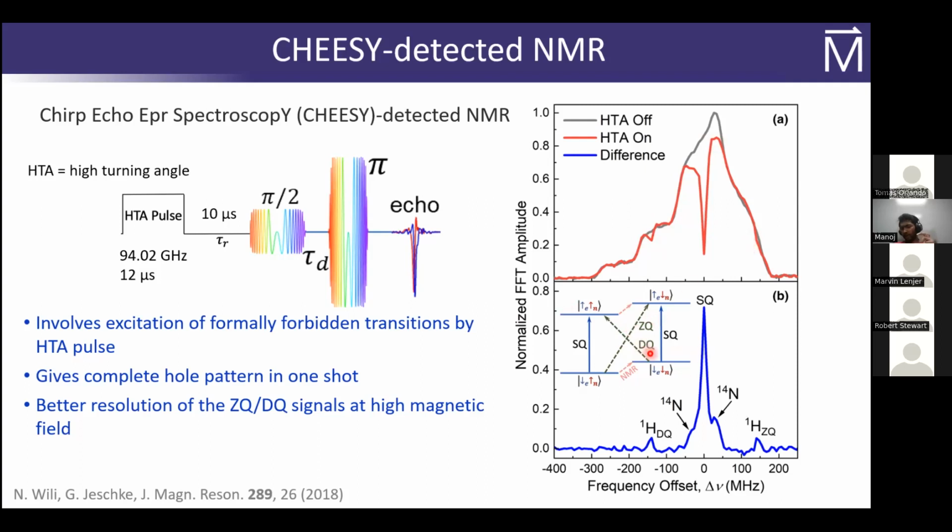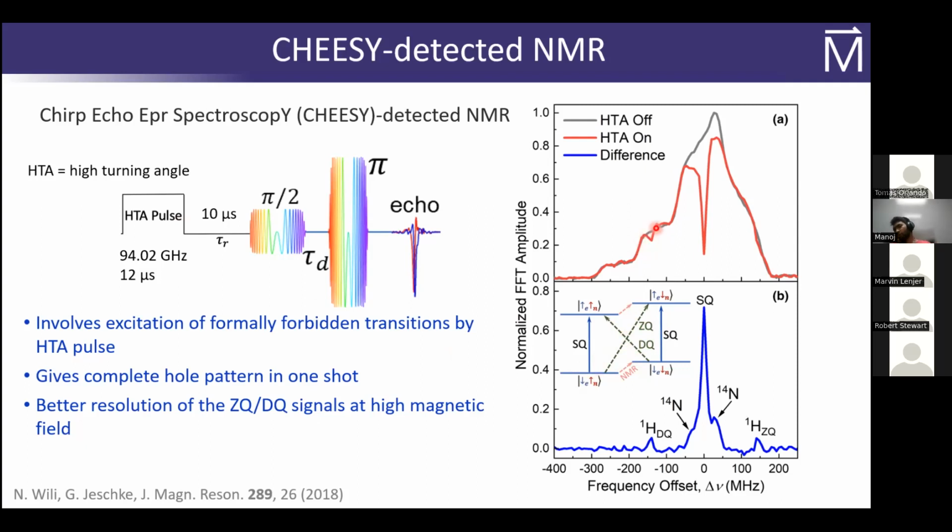So if we have an electron spin half and a nuclear spin half, we get 4 levels, which has an electron single quantum transition, and electron and nuclear forbidden transitions corresponding to the double quantum and zero quantum transitions. So when we apply this high turning angle pulse, that results in exciting these forbidden transitions, that would result in this whole kind of structure in the spectra.